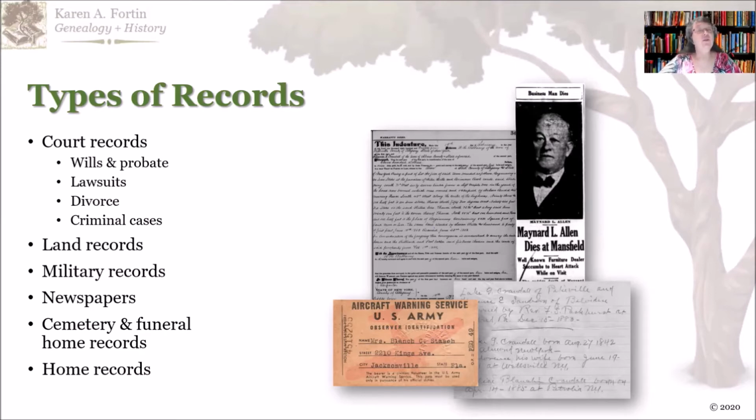If you had colorful ancestors, like many of us do, you may even find them in criminal cases. Land records are very important to look for, and you should always research your ancestors to find out if they owned property. Military records may have been generated for your ancestors if they were of eligible age during a conflict such as a war. Even if they didn't serve, they may have been required to register for a draft.